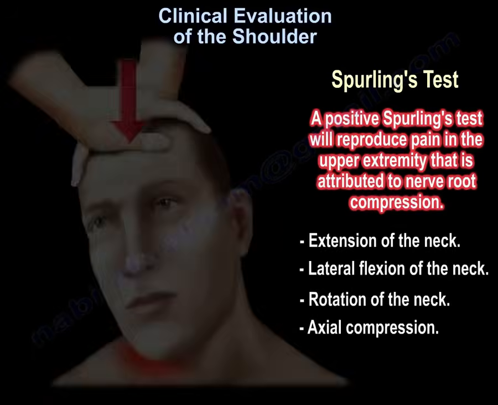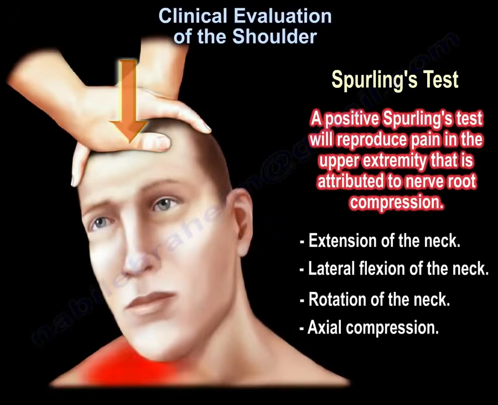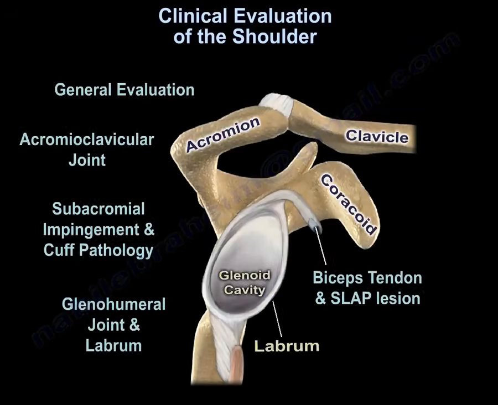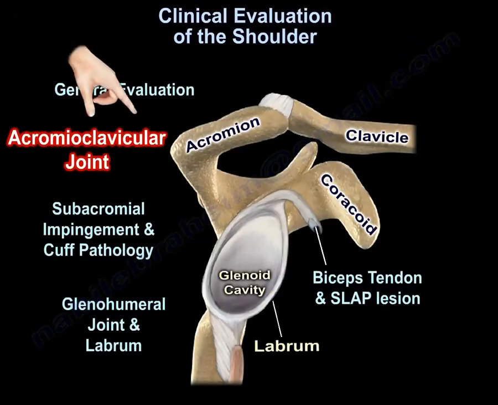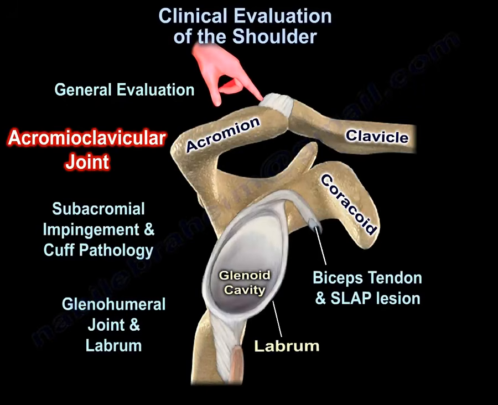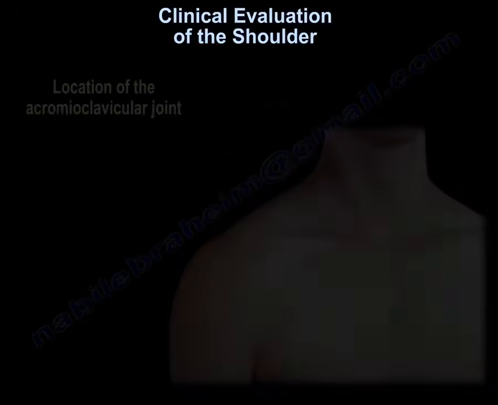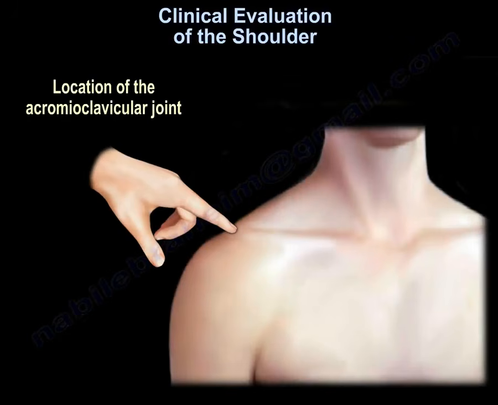So you can see extension of the neck, lateral flexion of the neck, rotation of the neck, and then some axial compression. Then we go to the acromioclavicular joint. And here is the area of the acromioclavicular joint.